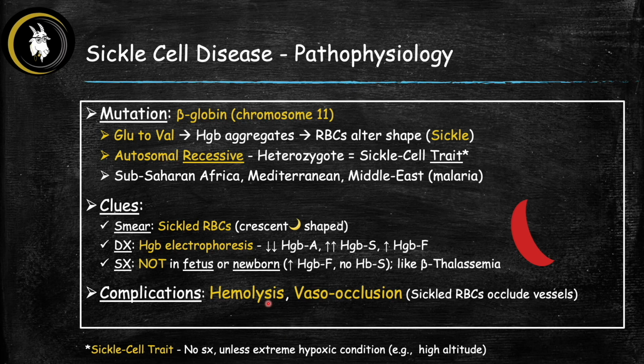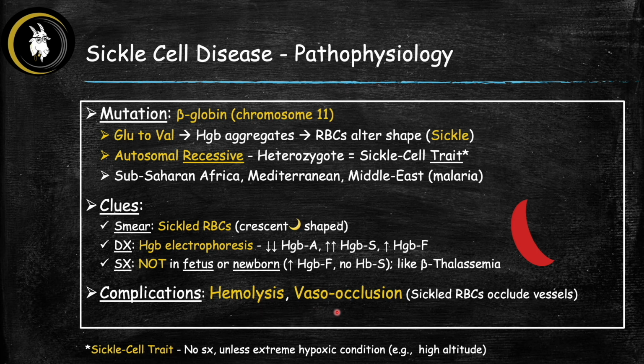Okay, so now the main thing that's left to do is to talk about the complications of sickle cell disease. In other words, what problems are caused by these sickled red blood cells, and there are 2 main sets of complications. First one is hemolysis. Sickled red blood cells get hemolyzed, and this is just like all the other intrinsic hemolysis diseases, leads to similar findings. And if this was the only problem with sickle cell disease, it wouldn't be as severe.